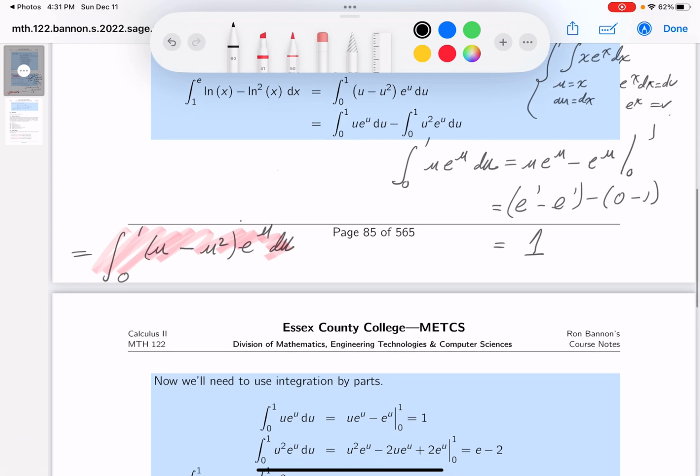All right, let's see if we met that milestone. The first integration. We got the proper antiderivative, u e to the u minus e to the u, from 0 to 1, and it evaluates to 1. I feel pretty good about that. All right, so what I'm going to do now is the other one, a little more difficult. And the other one is going to be u squared e to the u du.